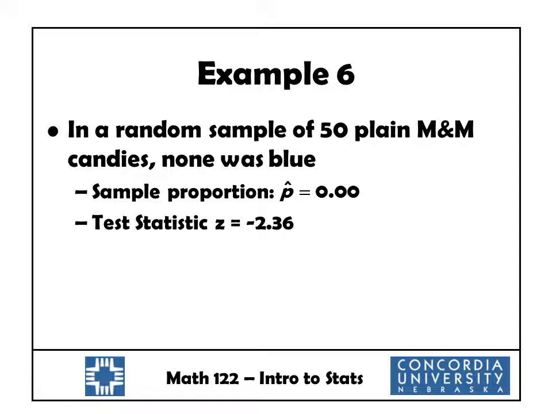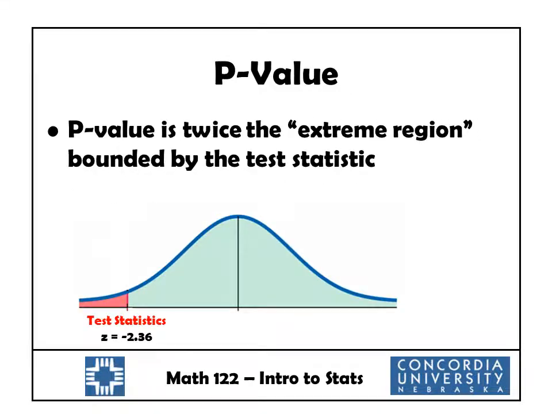Now in this case, our p-value is twice the quote-unquote extreme region bounded by the test statistic. By the extreme region here, we mean the area to either the left or the right of the test statistic. If our test statistic is negative, then the extreme region is to the left. If the test statistic is positive, then the extreme region is to the right. Now this p-value is calculated in this way because of the form of the alternative hypothesis. The inequality was not equal to, and so we have this type of p-value.